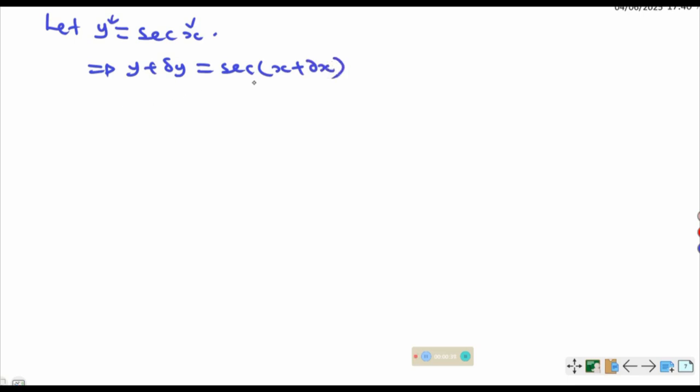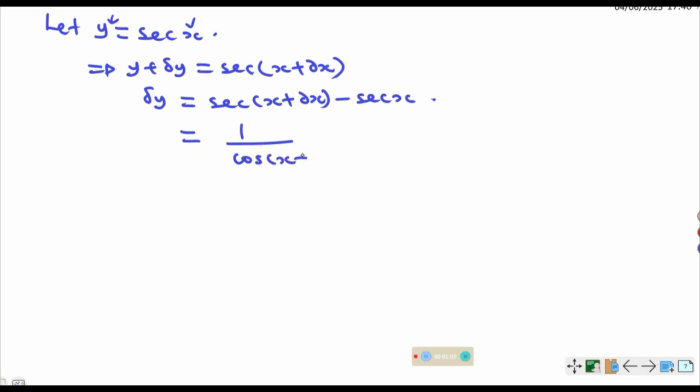But we know that sec of x can be expressed in terms of cos. So here we shall say delta y is the same as sec of x plus delta x minus sec of x. Here we don't have a factor formula relating sec and sec, so we must put it in terms of cos. So this will be the same as 1 upon cos of x plus delta x minus 1 upon cos of x.